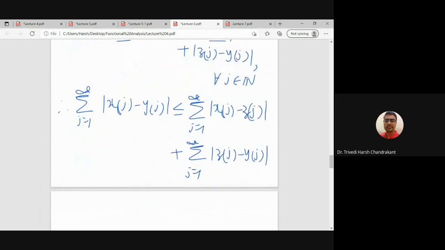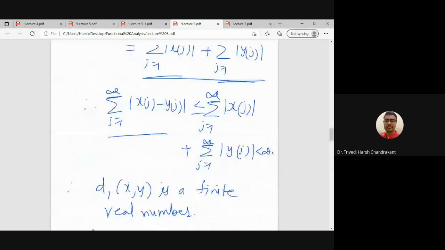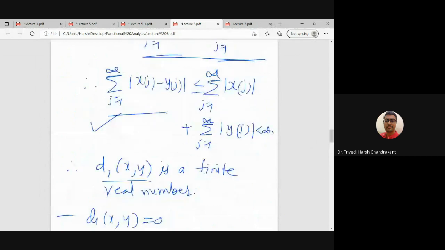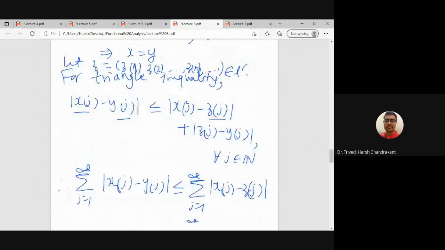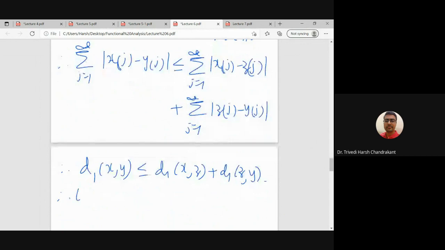So all three series are convergent because this distance is finite. So finally, what is this? This is d1 of x with y, less than or equal to d1 of x with z plus d1 of z with y. So therefore, the triangle inequality for d1 holds.